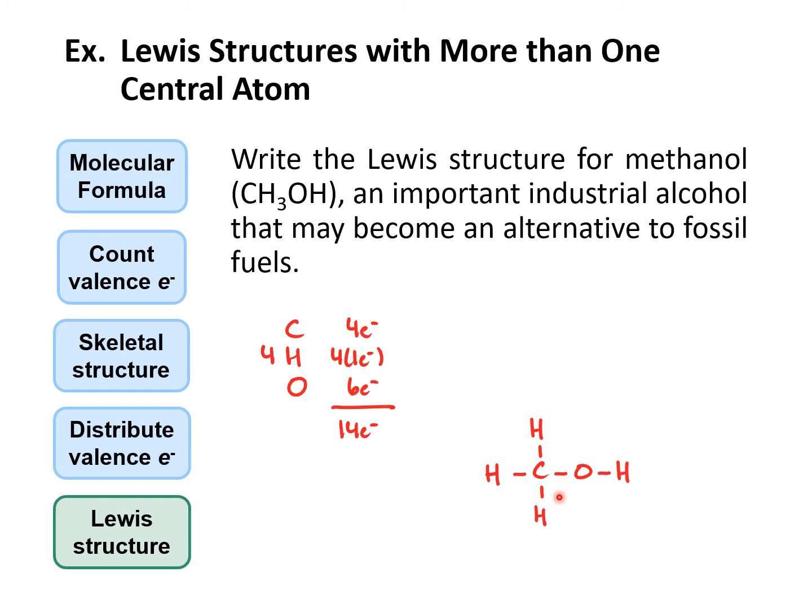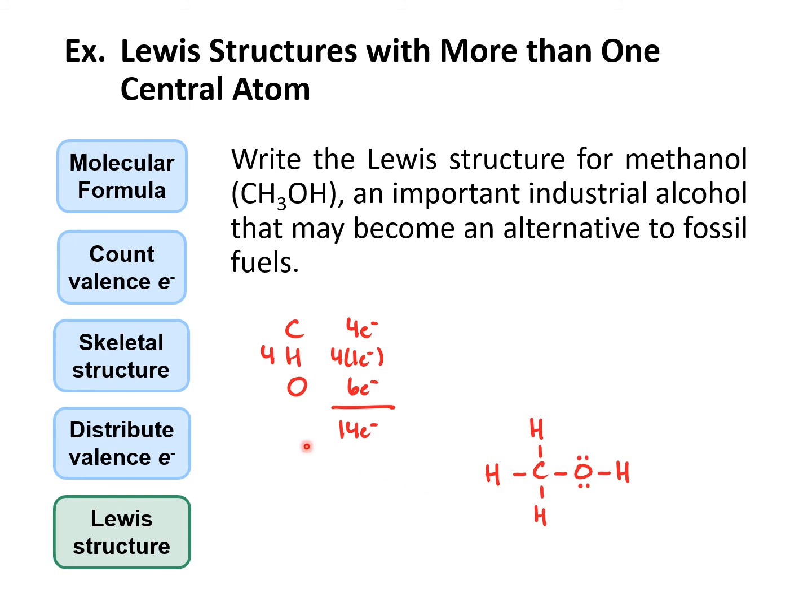The next step is to distribute the remaining electrons as lone pairs. And the only place that can accept electrons is the oxygen atom, because hydrogen can only have 2 electrons, and each of the hydrogen atoms already has 2 electrons, and carbon, which must obey the octet rule, already has 2, 4, 6, 8 electrons. So the only place that we can place our electrons is on the oxygen atom. So we have 12 and 14 electrons.